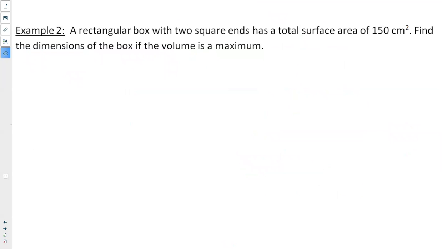All right. So next example, a rectangular box with 2 square ends. So sometimes it might help us to draw a picture just to visualize what is going on. Okay, a rectangular box has 2 square ends.